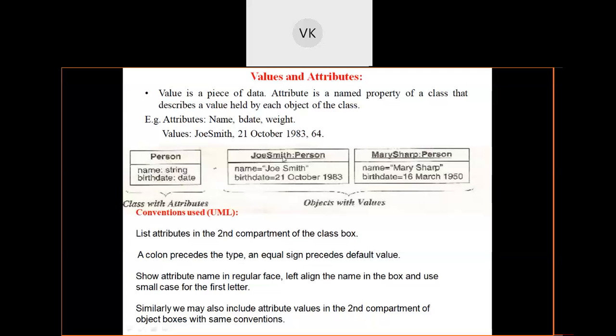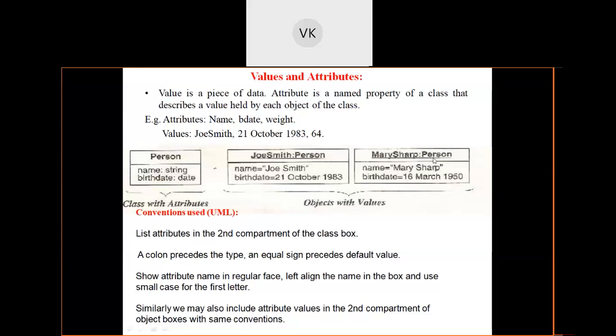Yes or no? Joe Smith is the object name followed by the name of the class to which he belongs. Make it underlined. The second compartment is meant for describing the attributes, so name and birth date are the two variables in the class person. I am supplying the values for those name and birth date, Joe Smith and some value for birth date. All these are the objects with the values here.